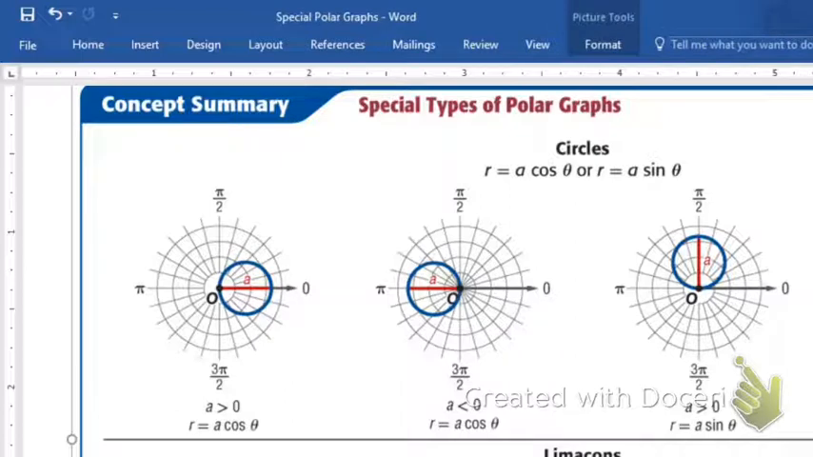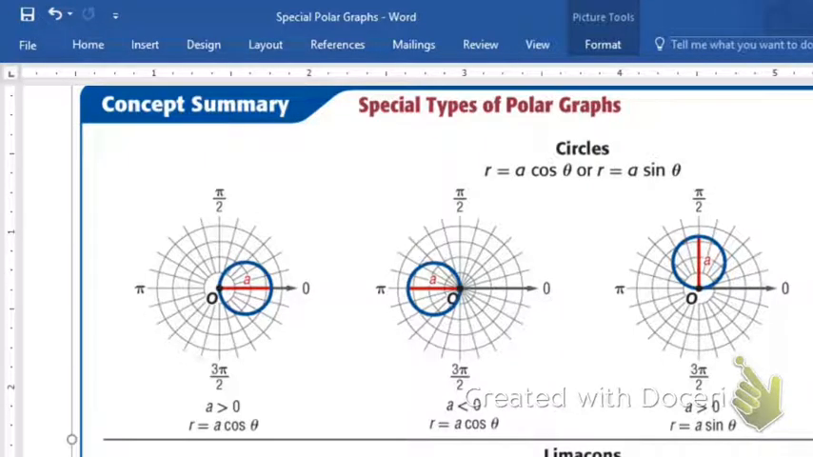It's cosine theta. If it's positive cosine theta, it's going to be to the right of the origin. If it's a negative cosine theta, it's going to be a circle but to the left of the origin. What about the ones that end up above and below? Those are the sine thetas. So when A is positive and we have a sine theta, the circle is going to be above the origin. When A is negative, but it's a sine theta, the circle is going to be below the origin. So far, so good?